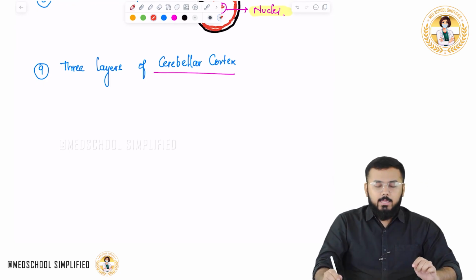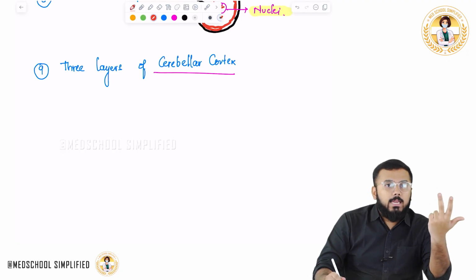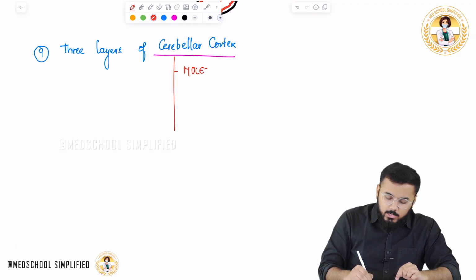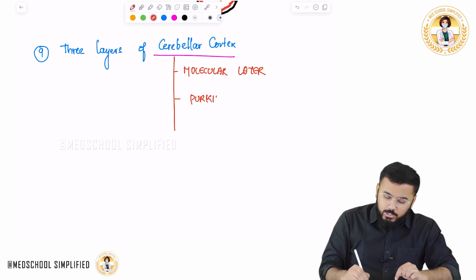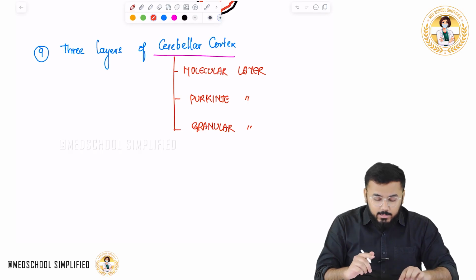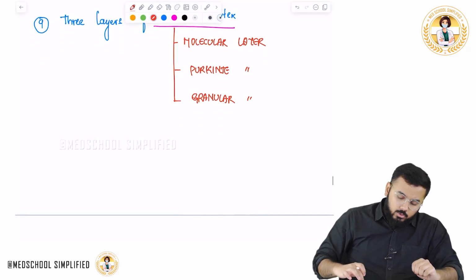So there are three important layers, guys. One is called the molecular layer, another one is called the Purkinje layer, and third one is called the granular layer. So one you call the molecular layer, second one is your Purkinje layer, and the third one over here is your granular layer. So these are the three important layers located within your cerebellar cortex. Okay, right.